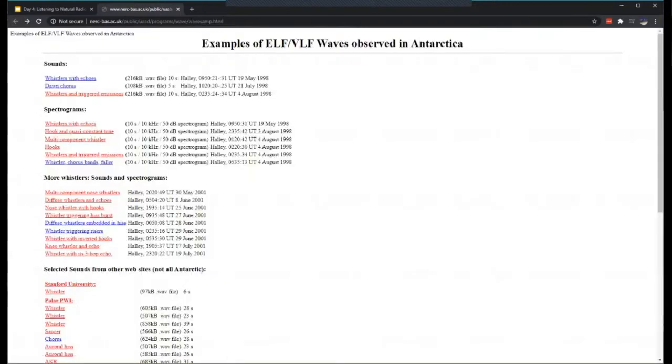So in that short clip, you could actually hear all of the different types. The rising ones were a little bit of chorus. The descending ones were the whistlers. So that's a whistler, that whooshing noise. You could hear the spherics clicking away in the background.